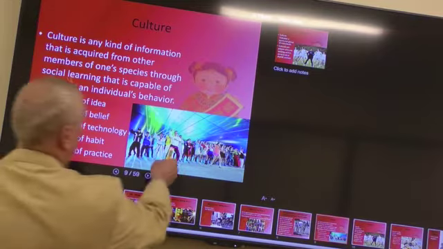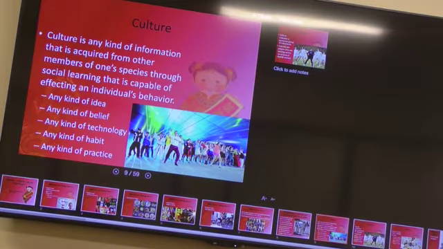This is Psy right here. I don't know if you remember this. That was Gangnam Style. That was one of my favorite songs of all time. It's funny. If you know what he's actually saying, of course it's in Korean, it's kind of a funny video. Culture is any kind of information that is acquired from other members of one species through social learning that is capable of affecting an individual's behavior, any kind of idea, any kind of belief, any kind of technology, any kind of habit, any kind of practice.